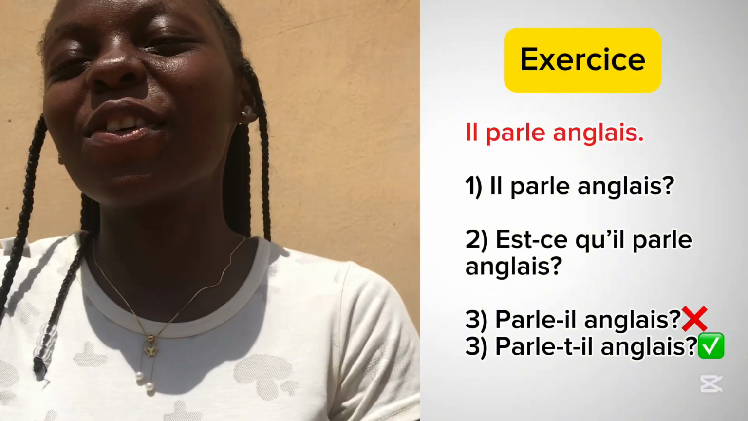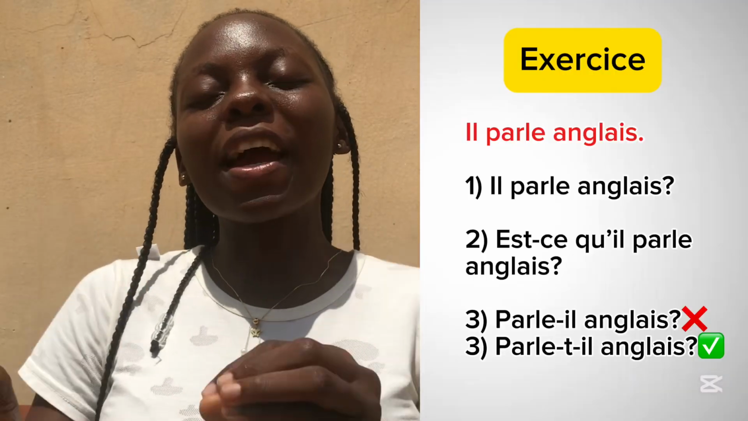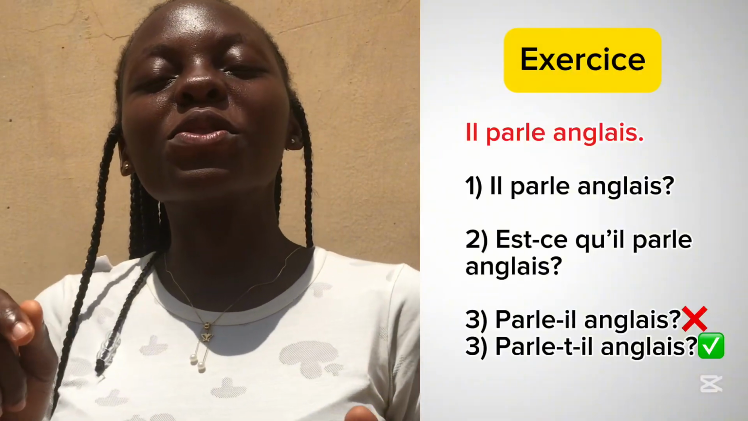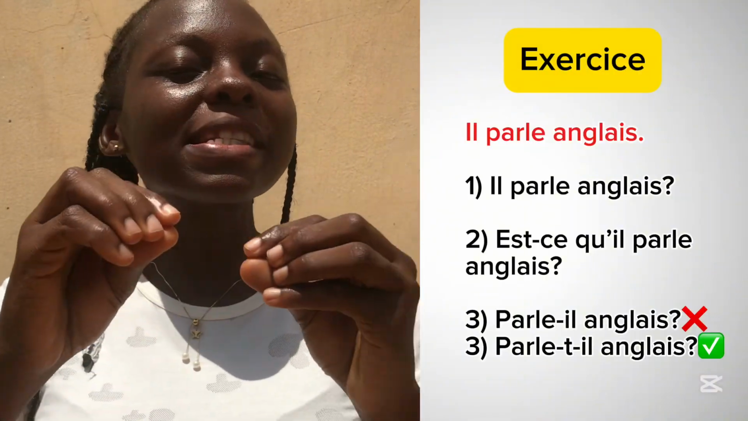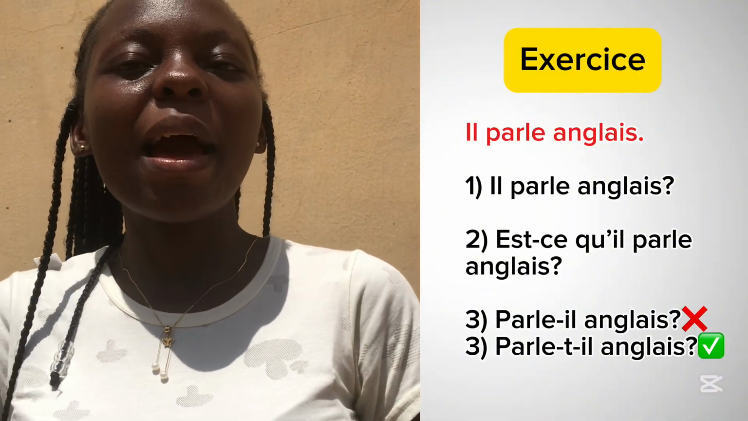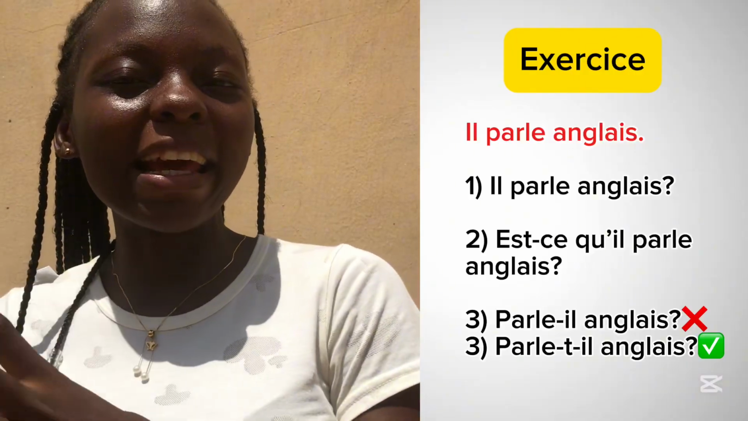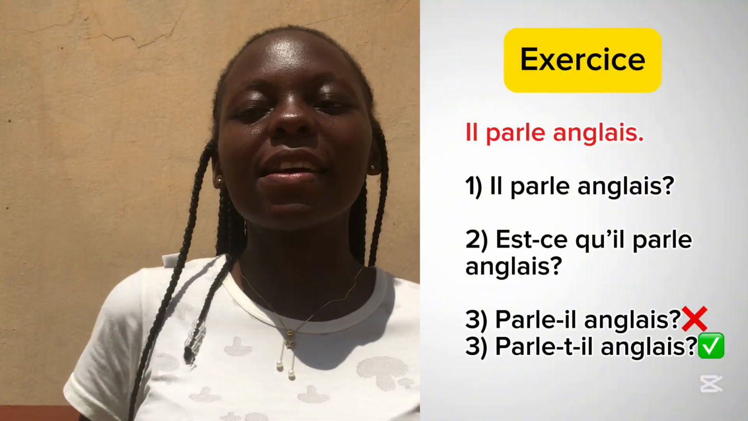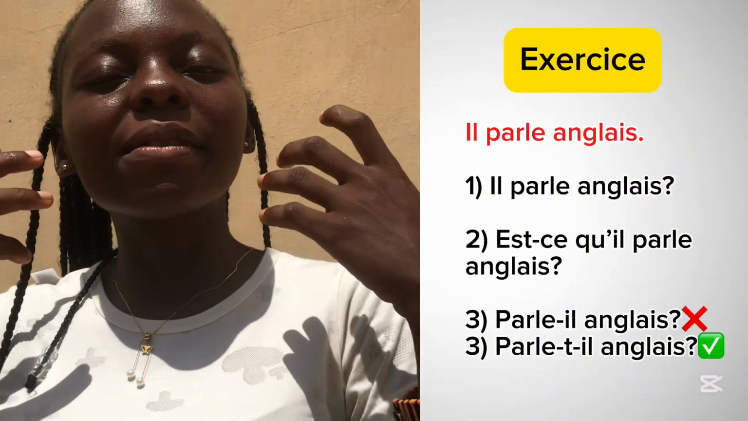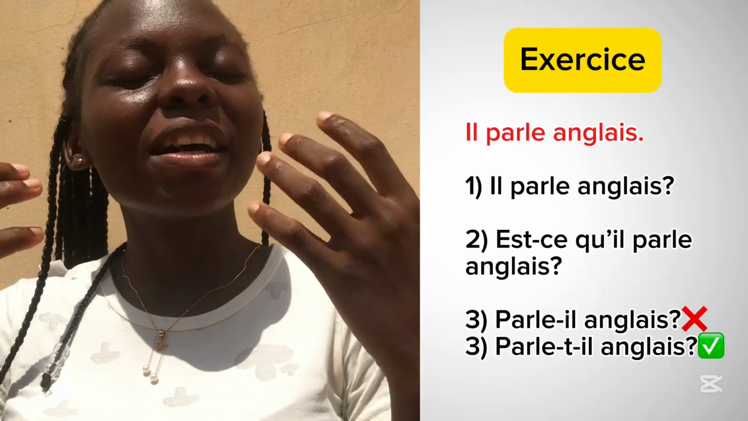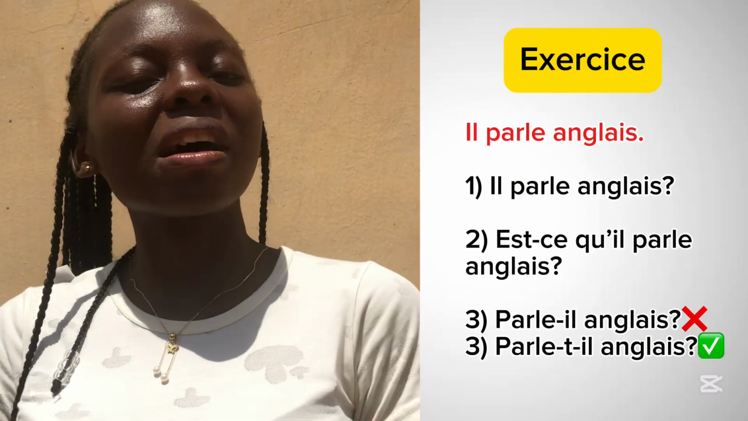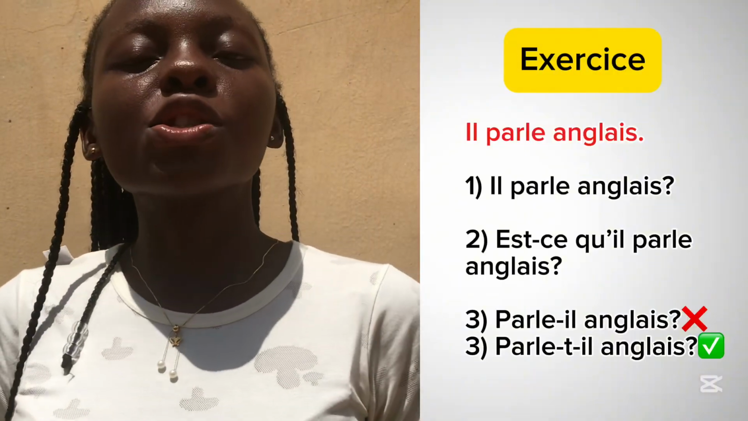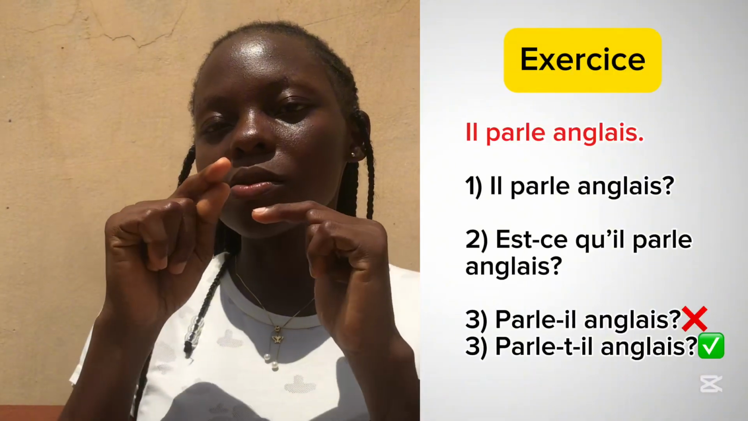It is not correct. When the verb does not end with a t, you have to introduce that. So, parle-t-il anglais? That one is correct. You introduce the t to make it sound nice. Is that okay? Alright, so let's see the second example.